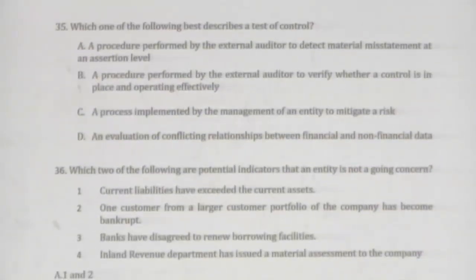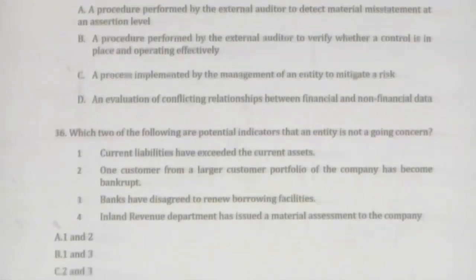Then question 35. Now, I already covered this. What is a test of control, right? Which is the right answer? First one, external auditor, procedure used to detect, that is wrong. I explained to you a control's purpose is not to detect. Procedure performed by the auditor to verify whether the control is there, designed and operating effectively, yes. Even without reading the balance, we can mark B as the answer. That is your knowledge, right? So the answer is B, right.